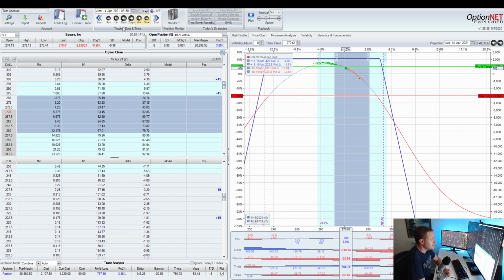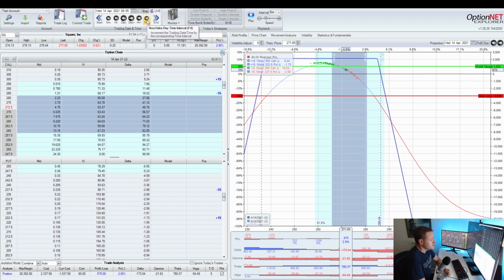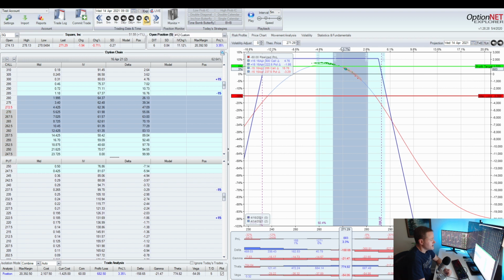Moving to 8:50 in the morning. Square is now down to 270, so it's falling quickly, right? So you can see here the pricing of the spread is quickly moving up into our profit target zone. The spread is now worth $787.50. We move to 9 o'clock in the morning.